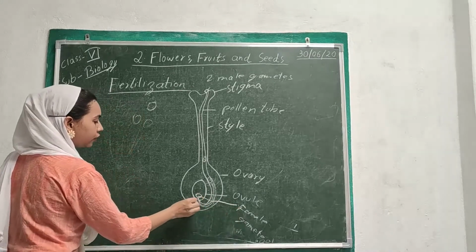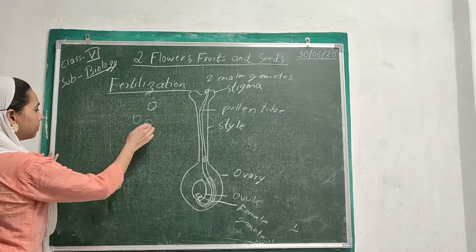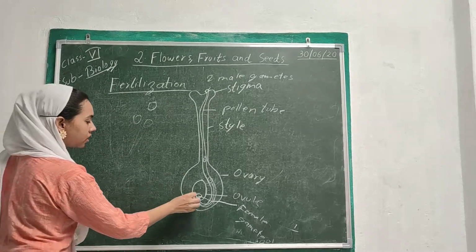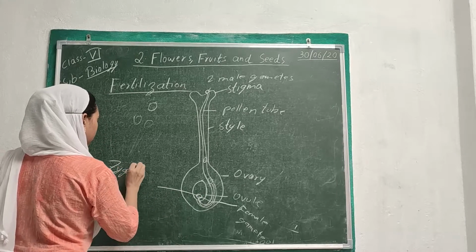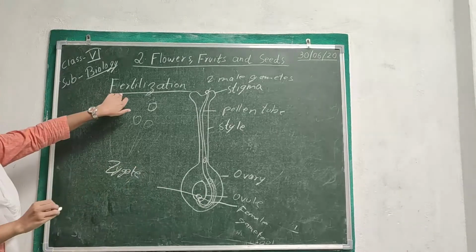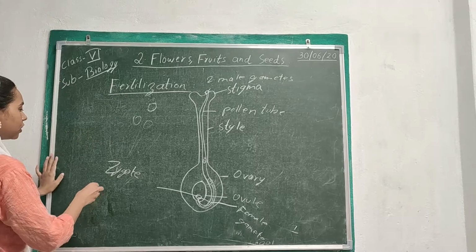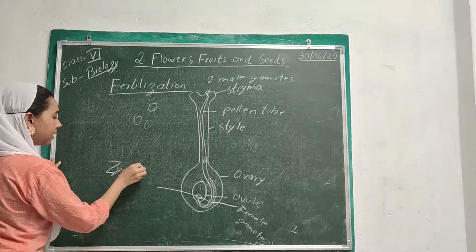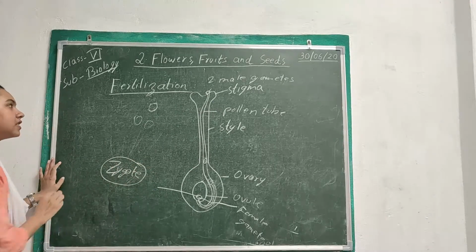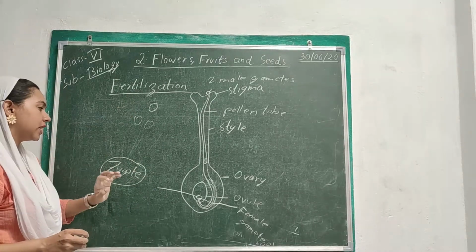This fusion of the male and the female gamete to make a new cell, which is known as the zygote, is called fertilization. So fertilization is the process by which the male gamete fuses with the female gamete and makes a new cell, which is known as zygote. This process is called fertilization.